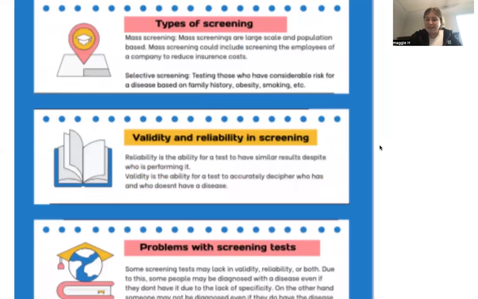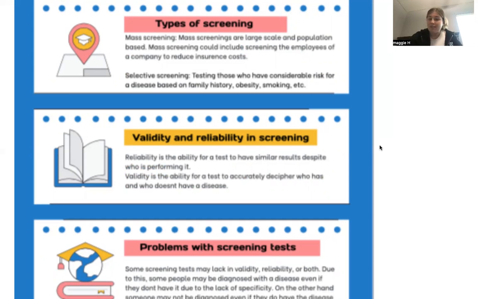So validity and reliability are pretty big parts of screening. Unfortunately, these two have an inverse relationship most of the time. If a test is reliable, it's usually not as valid. And if it's valid, it's usually not as reliable.